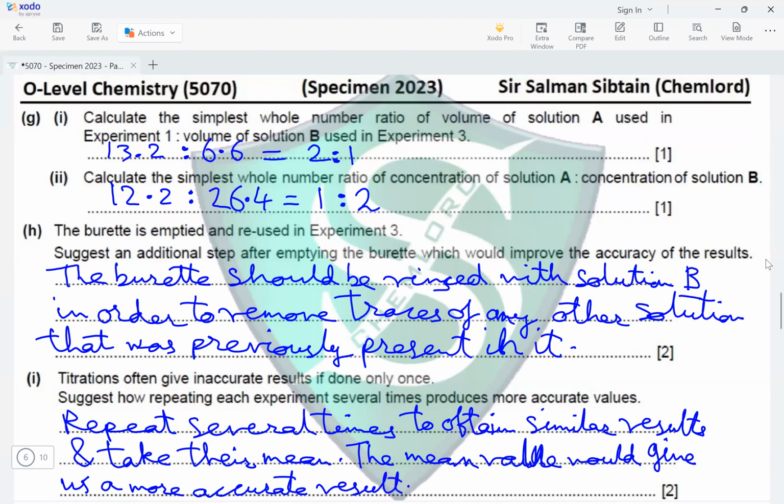Okay, we should also mention here: omit anomalous results. Experimental errors should be avoided over here. So in this way, if we take the mean of the values of all the correctly performed experiments, that mean value will be the most accurate value that we have.